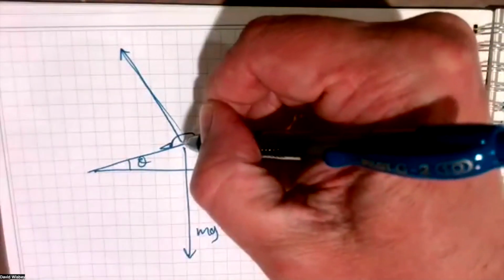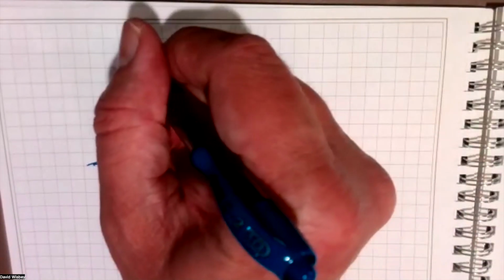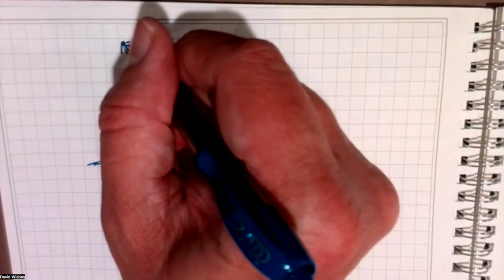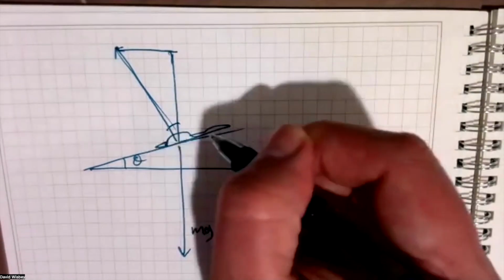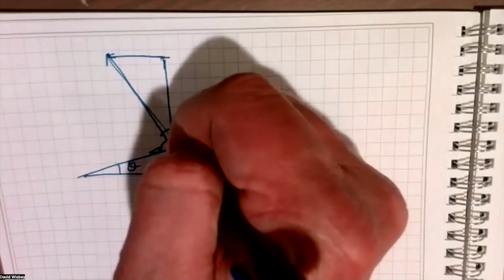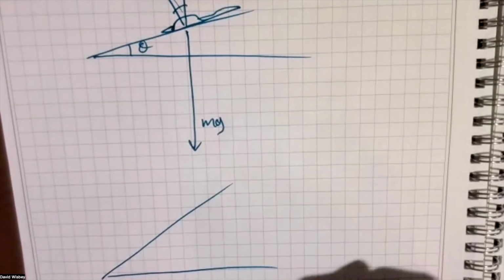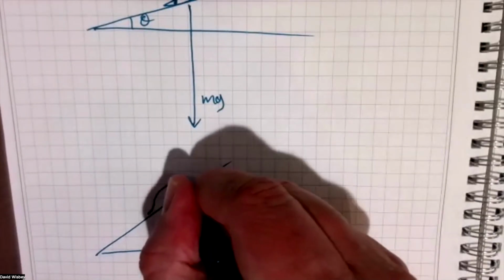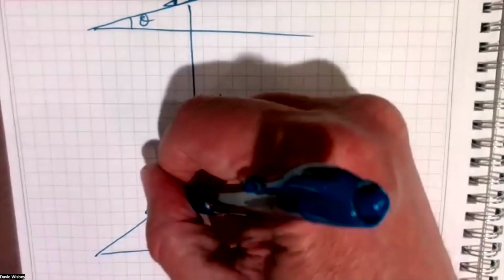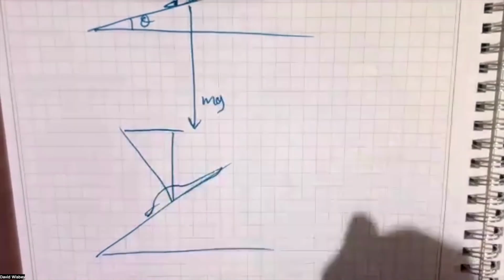And then I have this part of the triangle. I'm not drawing this right. Let's make it a steeper angle. Okay, let's pretend our angle is like this. So here's my normal force, and I guess it is like that.